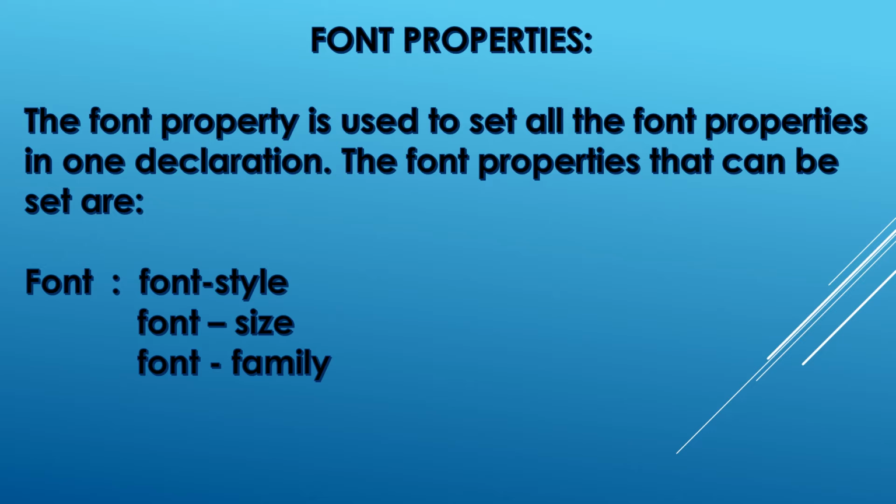Font family property specifies the font for the text in the HTML element. For example, font family is Arial, Times New Roman. Note, font names are separated by commas, and if the font name consists of spaces, then it must be written within the quotes.